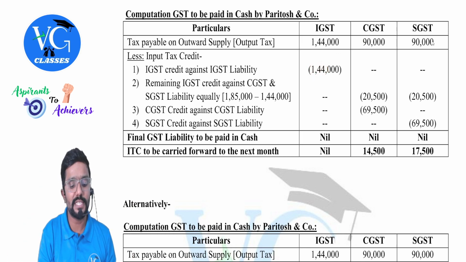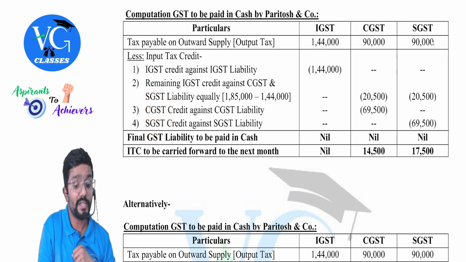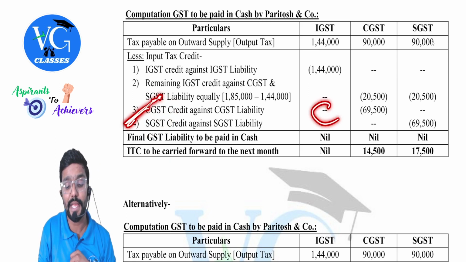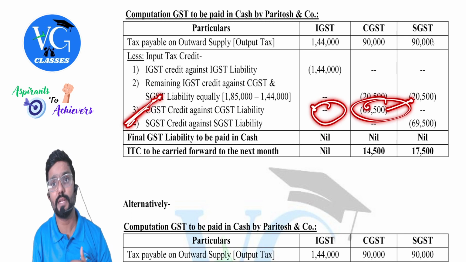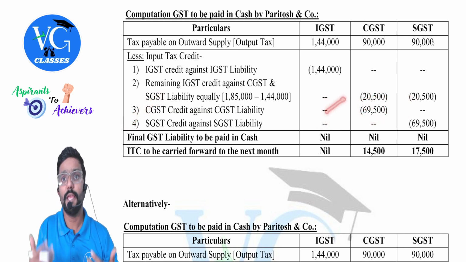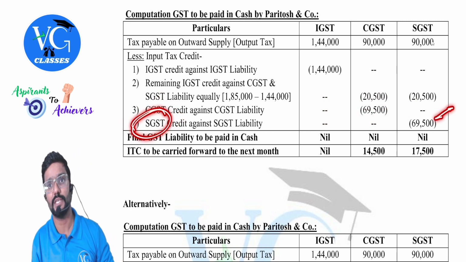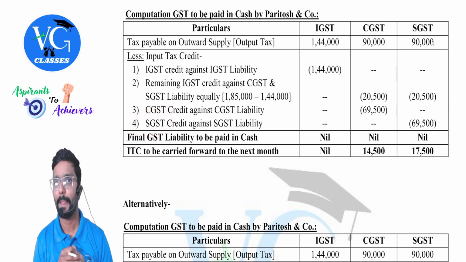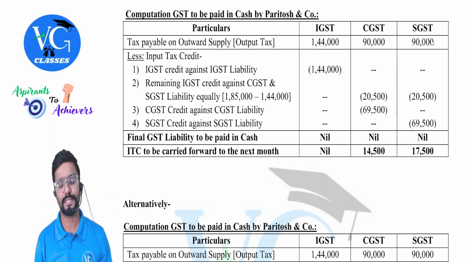Remaining 44,000, can I adjust it against CGST or SGST credit? Yes. First check whether you have CGST. You can adjust from here. But you can adjust CGST credit against IGST only after you adjust CGST against CGST. After this step, if anything is remaining, you can go and adjust here. If not, then go for SGST. First adjust SGST against SGST. If still something is pending, you can come and adjust it against IGST. Is that clear? Not relevant for this question, but I'm just telling so that it is good to know, guys.